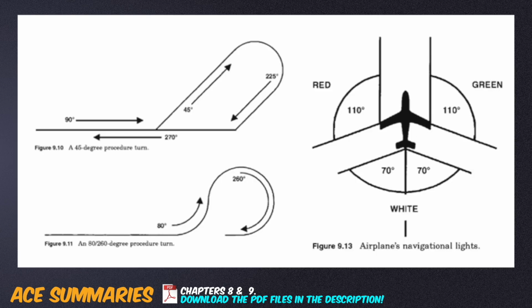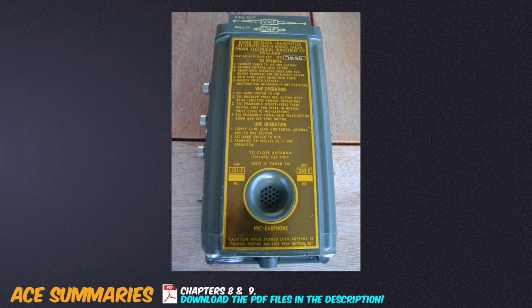The final approach fix should always be crossed at or above the intermediate height before final descent can be initiated. On screen now are the standard 45-degree procedure turn, an 80 to 60-degree procedure turn, as well as the typical angles for the airplane navigation lights. Emergency frequencies are 121.5 and 243.0 VHF.